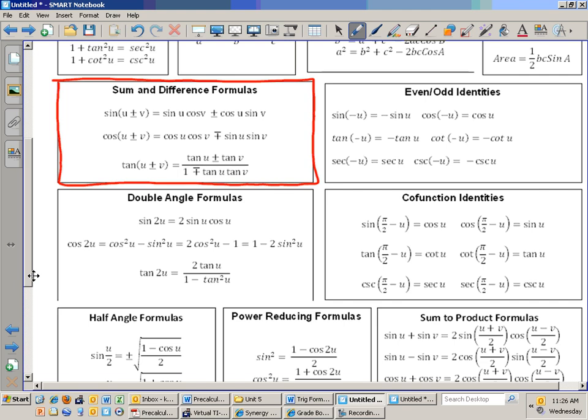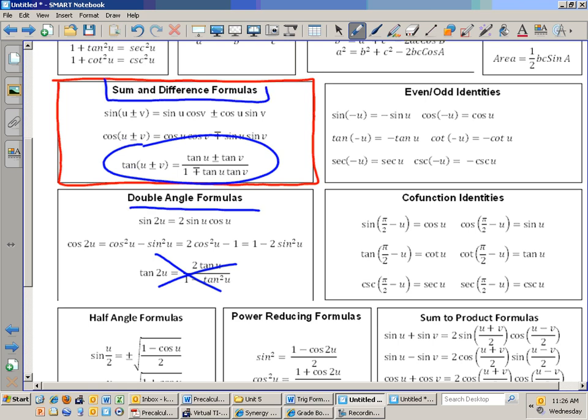Oh, you're looking at the wrong one, not this one. This one. You were looking at double angle formulas. We're looking at sum and difference formulas. We'll do double angle formulas on Friday. We'll cover the whole sheet.